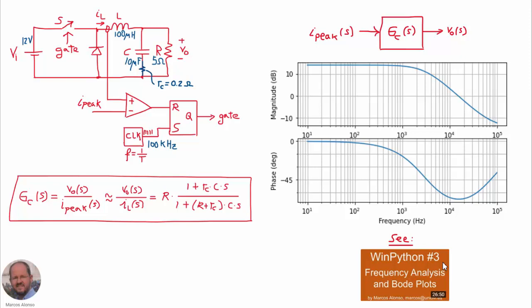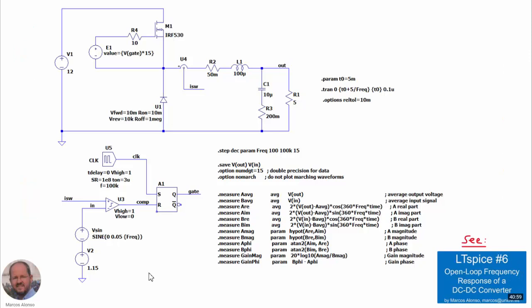And now we are going to obtain the frequency response of the converter operating with current mode control by using LTspice. So here we have our schematic for doing this simulation. We have placed here this sinusoidal voltage source, with the perturbation in the reference of the peak current, and then we measure the output voltage. We do this for several perturbation frequencies, and then processing all the data, we can obtain the Bode plot. We have seen how to do this in a previous video. So if you are not sure about this procedure, then you can take a look at this video, LTspice number 6, open loop frequency response of a DC-DC converter.